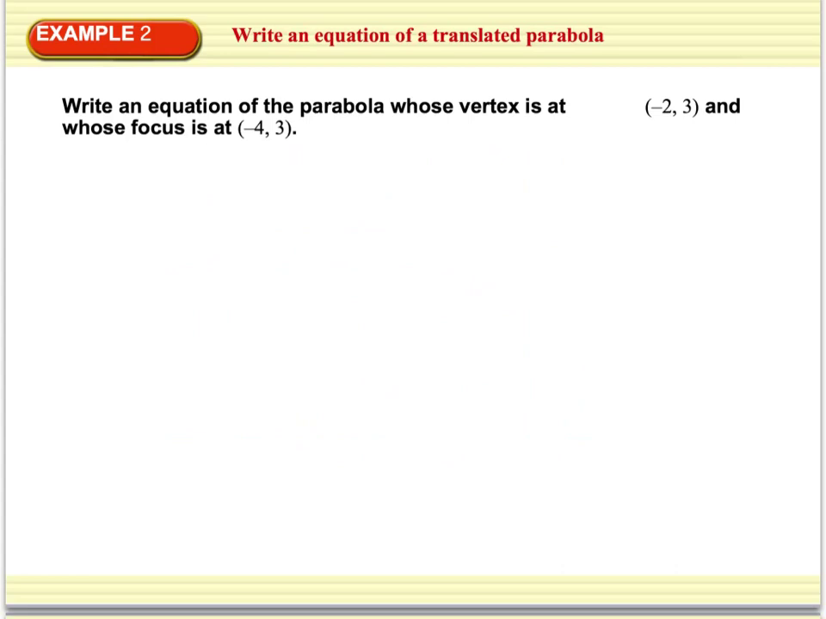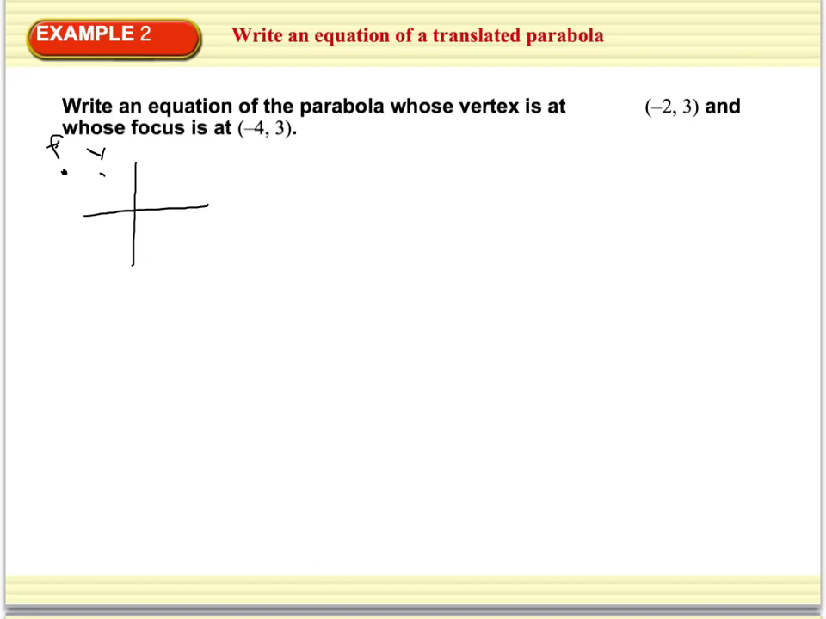Now for example 2, it says to write an equation of the parabola whose vertex is at the point -2, 3, and whose focus is at -4, 3. The first thing I would suggest you do is to start out just by making a rough sketch. So if I sketch my focus and my vertex point, so I have -2, 3, which is going to occur somewhere over in this quadrant. This is my vertex. And then my focus point is at -4, 3. That's going to occur straight back. So this is our focus.